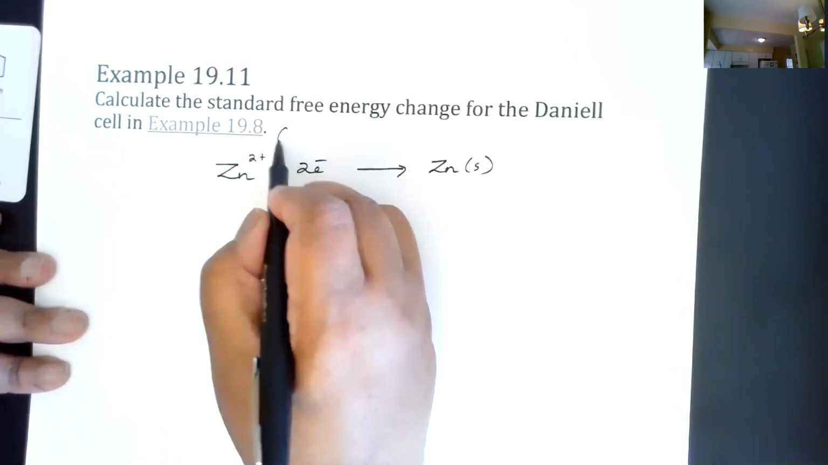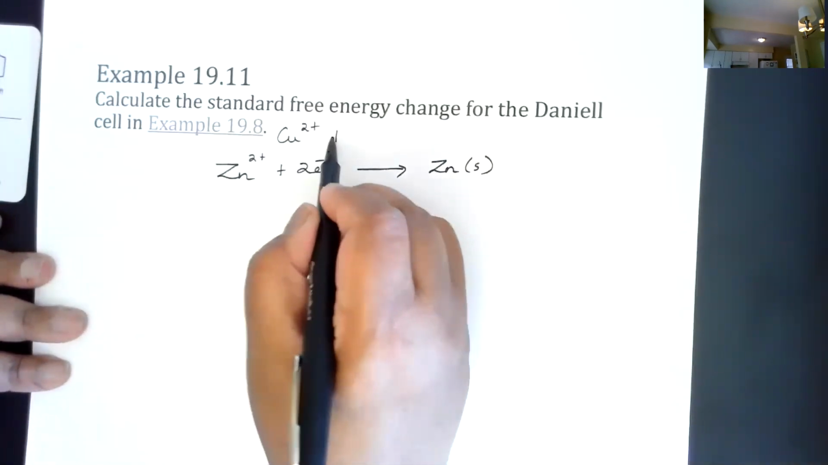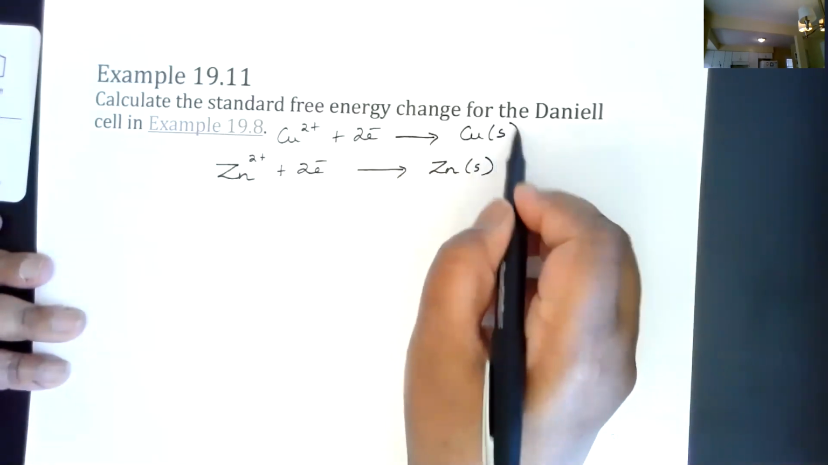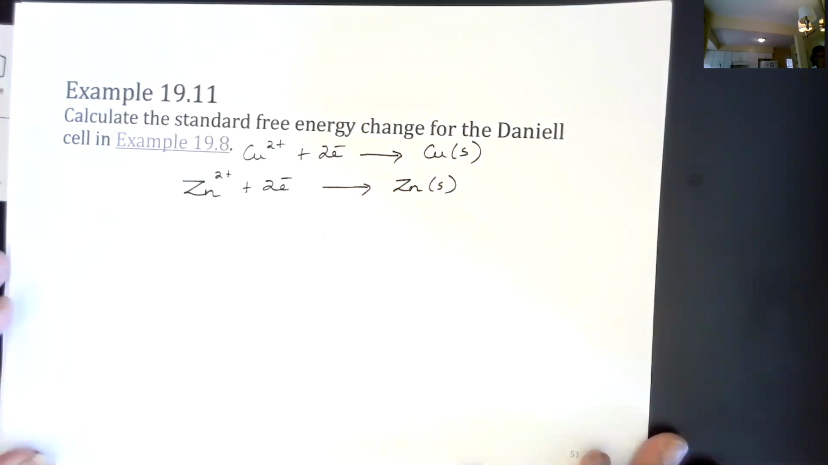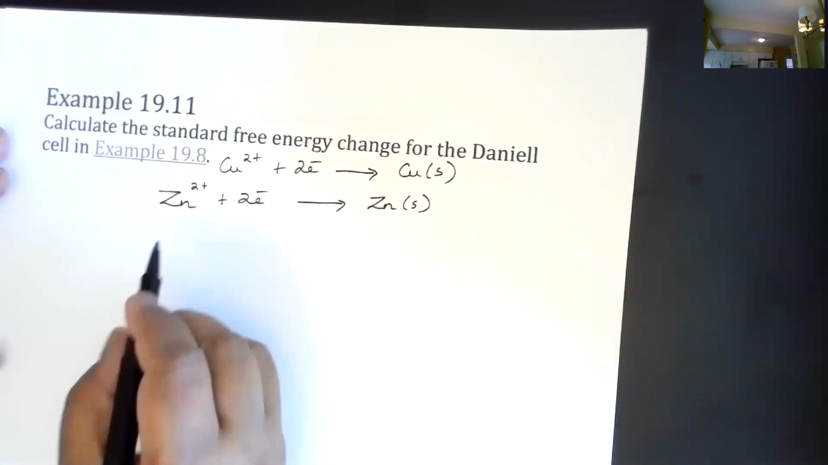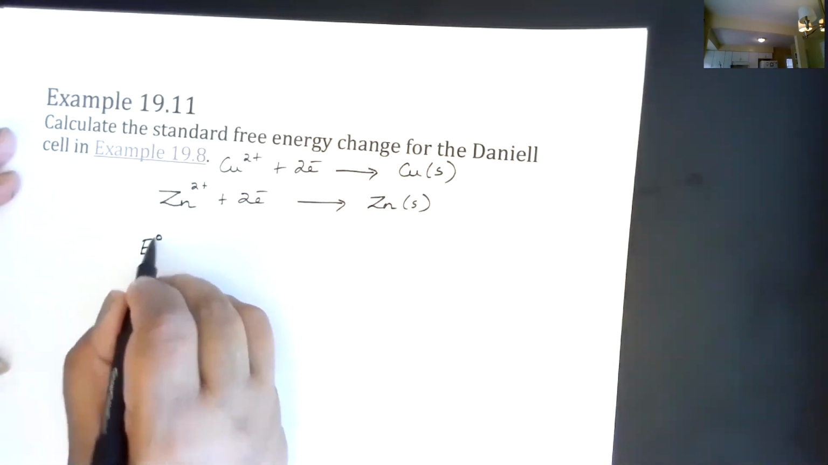Then you had copper. I'm going to put copper up on top. Okay. The voltaic cell is what they're talking about. Now, do you remember what you got as E0 cell for this problem?